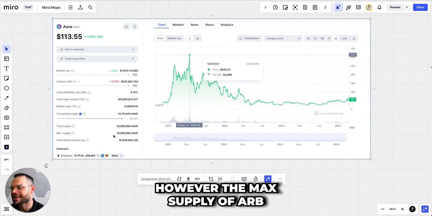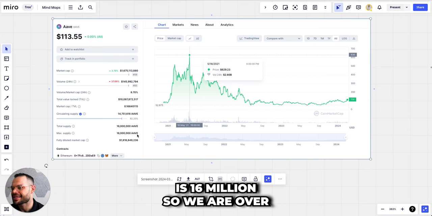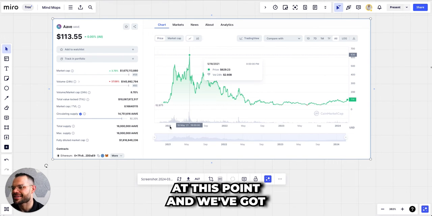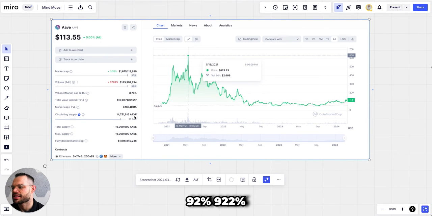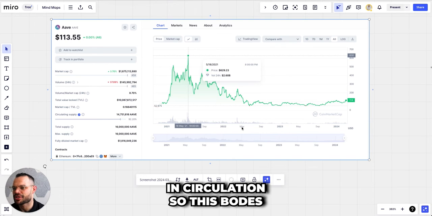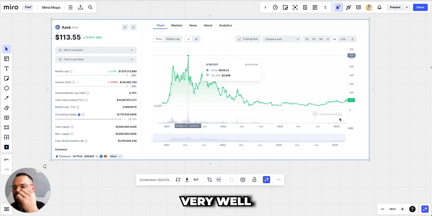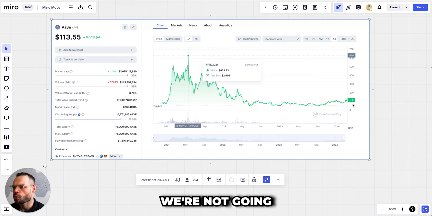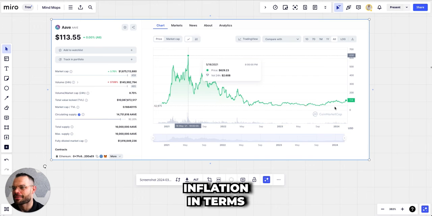However, the max supply of Aave is 16 million. So we are over 92% vested at this point, and we've got 92.2% of the max supply already in circulation. So this bodes very well when it comes to the tokenomic side of things, because we're not going to have huge amounts of inflation in terms of more circulating supply coming into the market over the coming years because of that max supply cap.